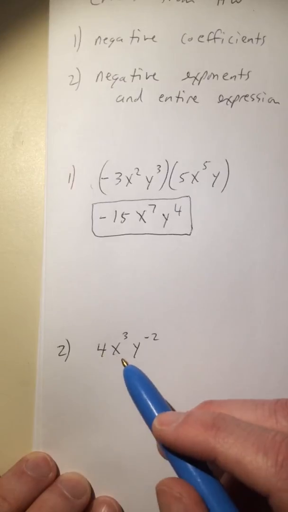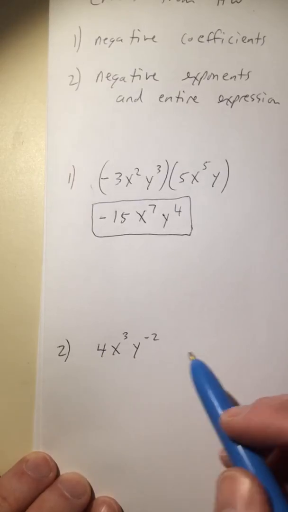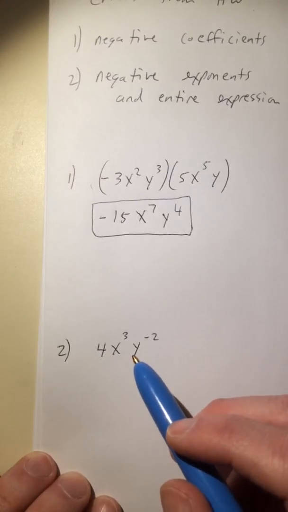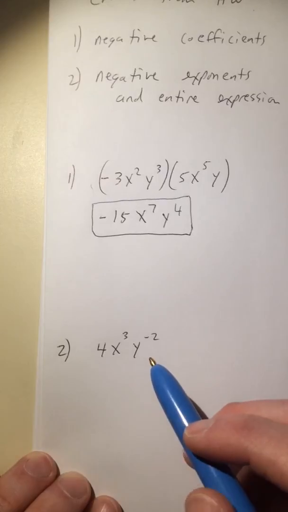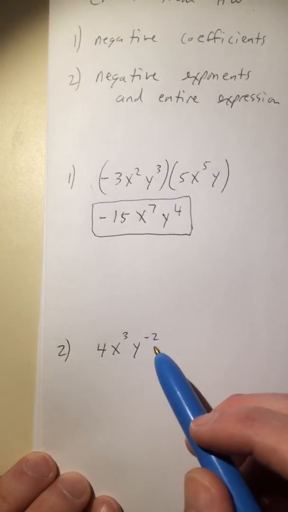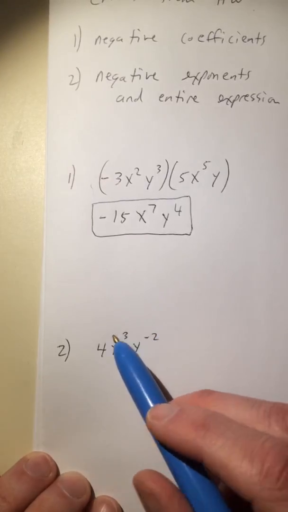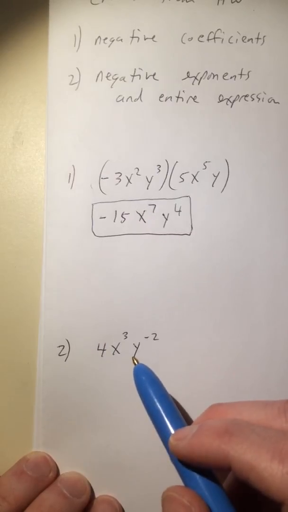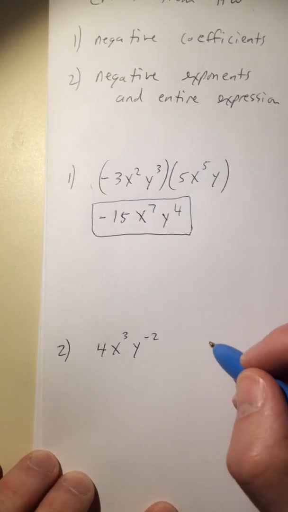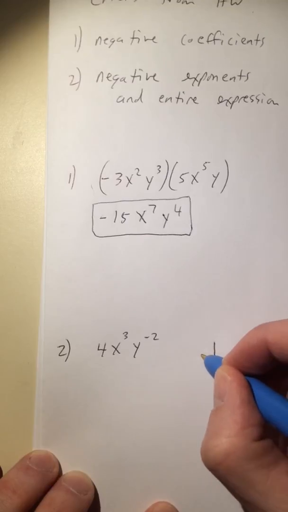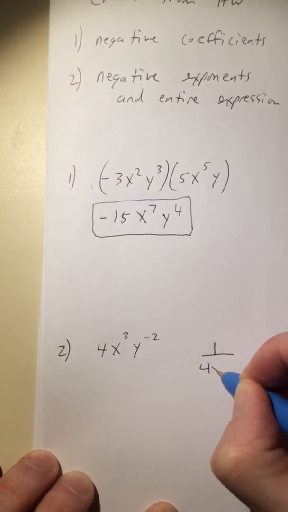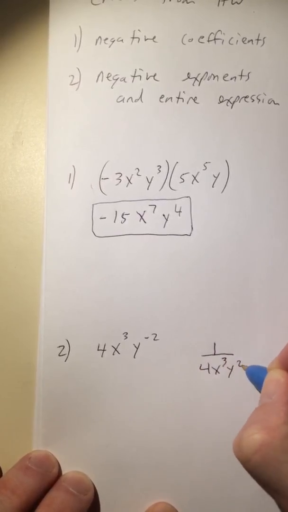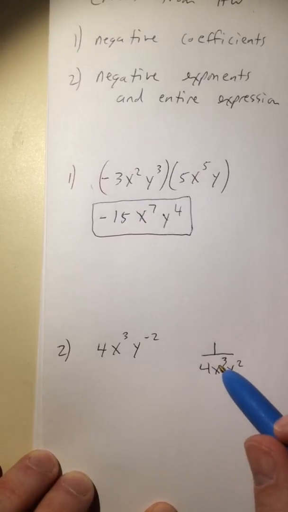So we have 4x to the third, y to the -2nd, and I know there's no operation here, but what was happening for some of you was you were saying, oh, there's a negative exponent, so what I'm going to do is I'm going to write this whole expression in the denominator. So what you would write, and this is not correct, is you would be writing this, 1 over 4x cubed y squared, and that is not correct.